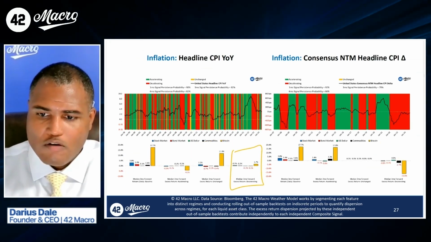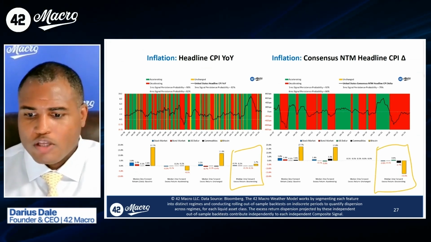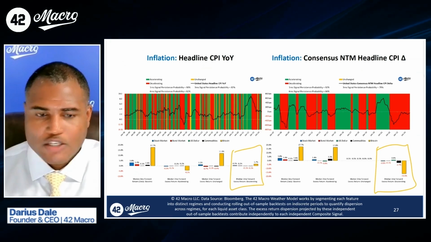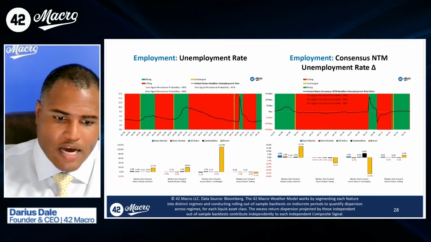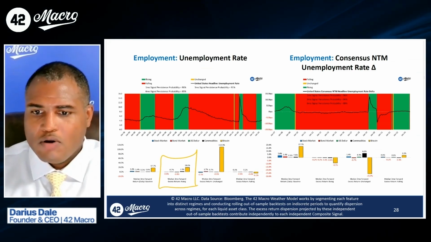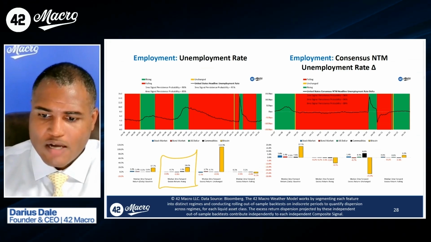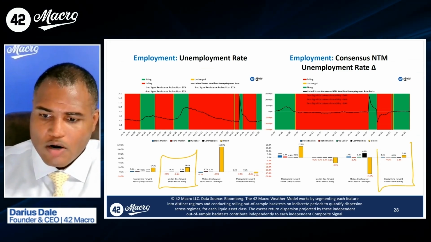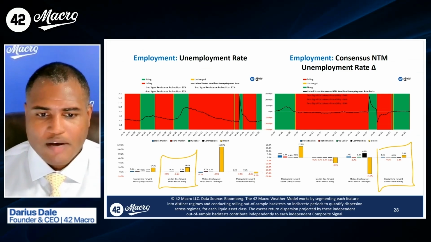The consensus next 12-month headline CPI delta is negative, so it's currently projecting that excess return back test into the overall composite signal. The unemployment rate is currently trending higher, so it's projecting this excess return baseline to the composite signal. The unemployment rate delta that's implied by consensus over the next 12 months is currently lower. It's falling, so it's projecting the falling excess return back test into the current composite signal.